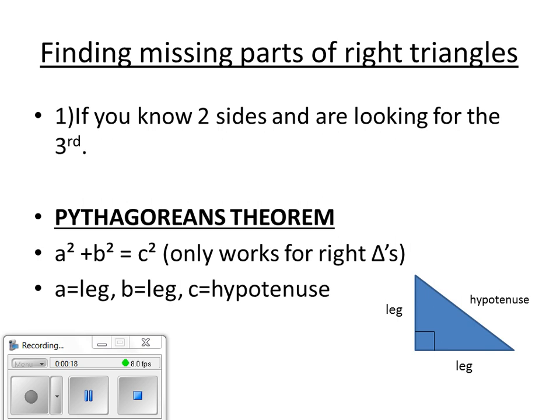Finding missing parts of right triangles. That's the main theme of today's lesson. Finding missing parts in right triangles.